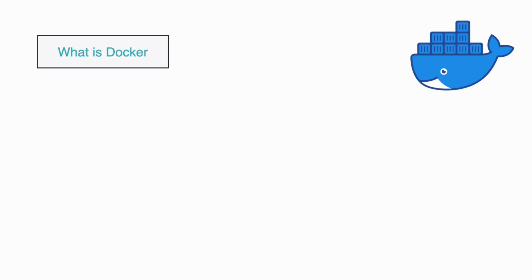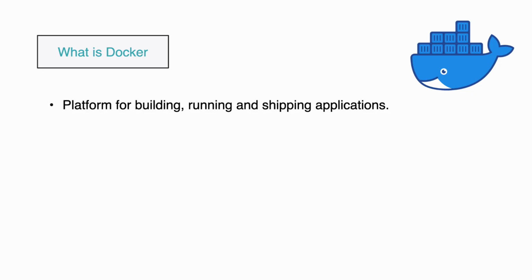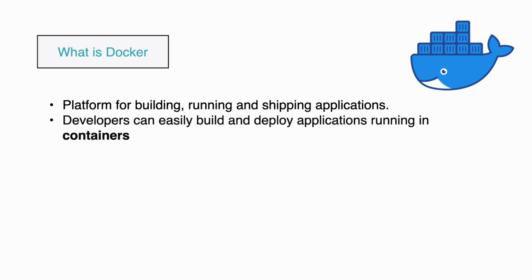Let's begin by understanding what exactly is Docker. Docker is a platform for building, running, and shipping applications. I think this bullet point really tells what Docker is in one single sentence. Now, bearing in mind that Docker is a platform for building, running, and shipping applications, developers can easily build and deploy applications running in containers. More on containers in detail later, but you can think of a container as a running instance of our application, packaged up and running within a container.